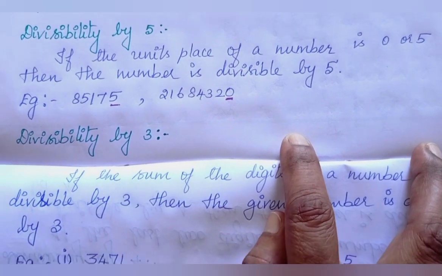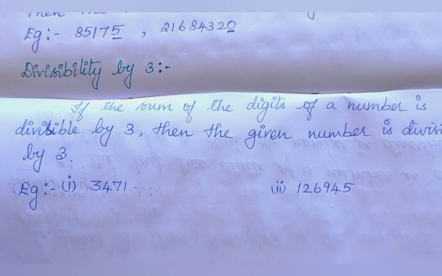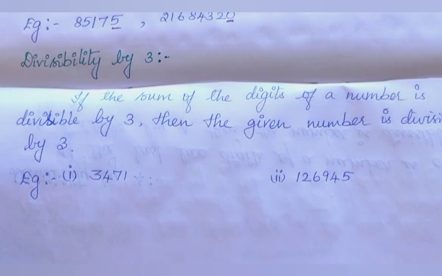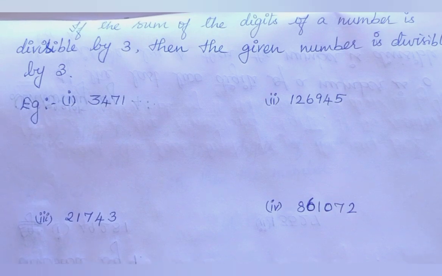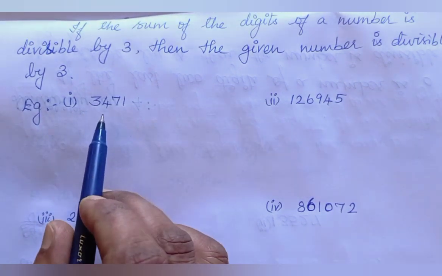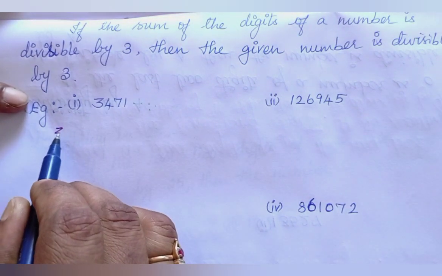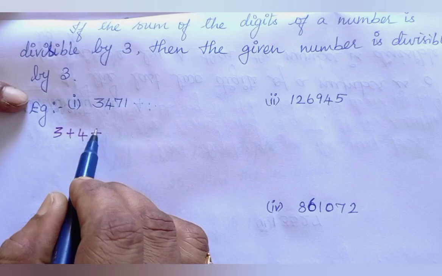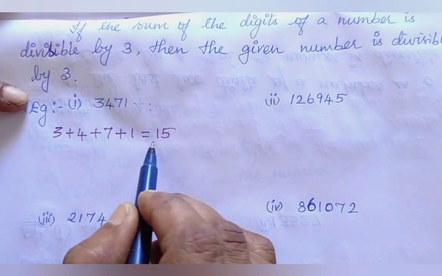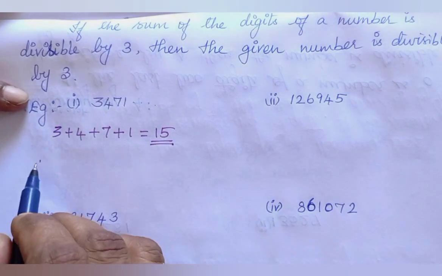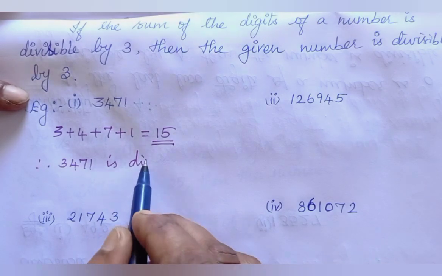Then here we go through the divisibility rule of 3. If the sum of the digits of a number is divisible by 3, then the given number is divisible by 3. We have a few examples to check the divisibility rule of 3 here. See, they have given 3471. We have to find the sum of the digits. For that we add 3 plus 4 is 7, 7 plus 7 is 14, 14 plus 1 is 15. This 15 is divisible by 3. Therefore, 3471 is divisible by 3.